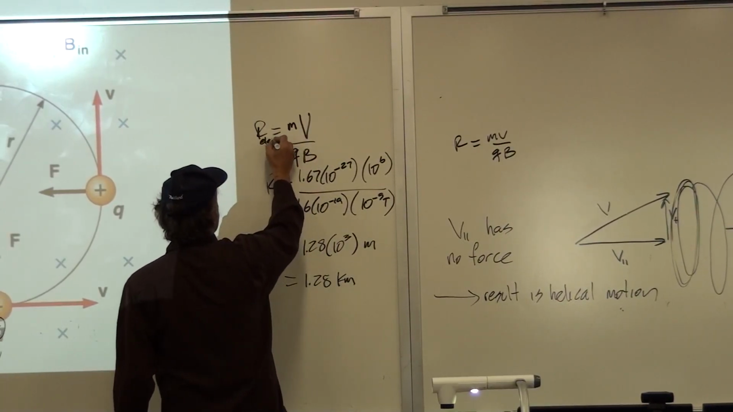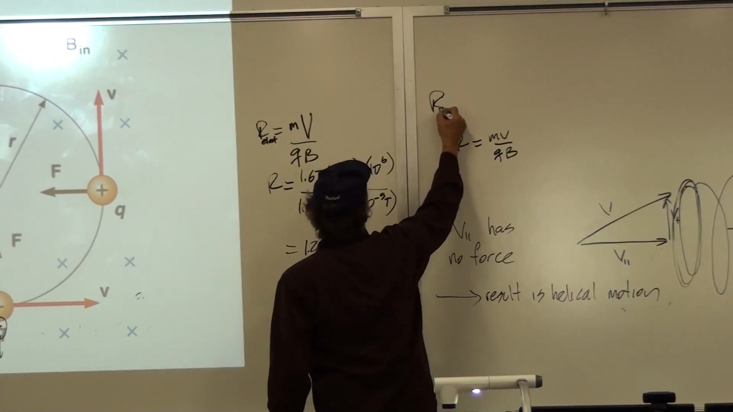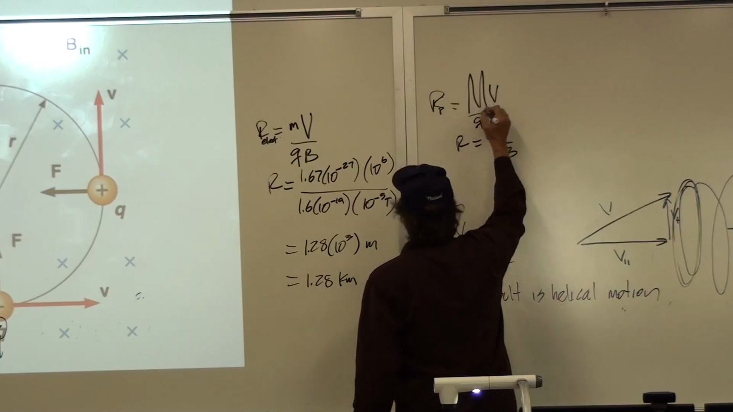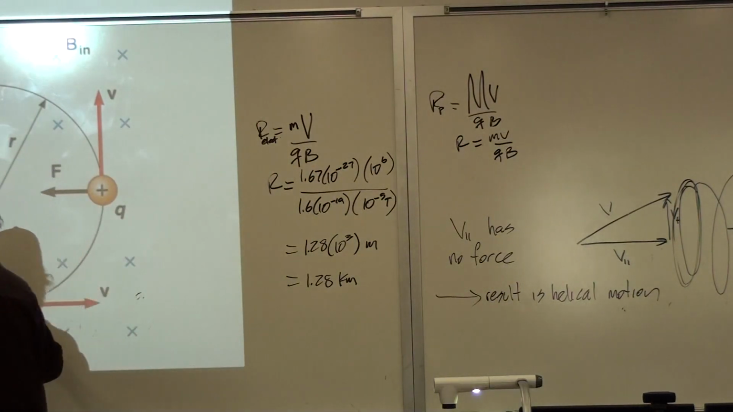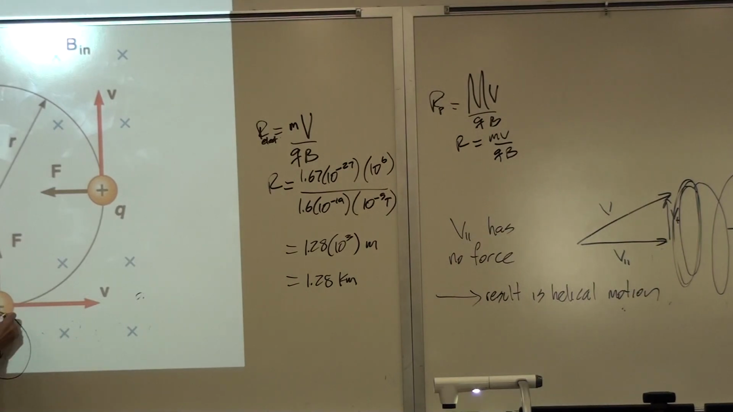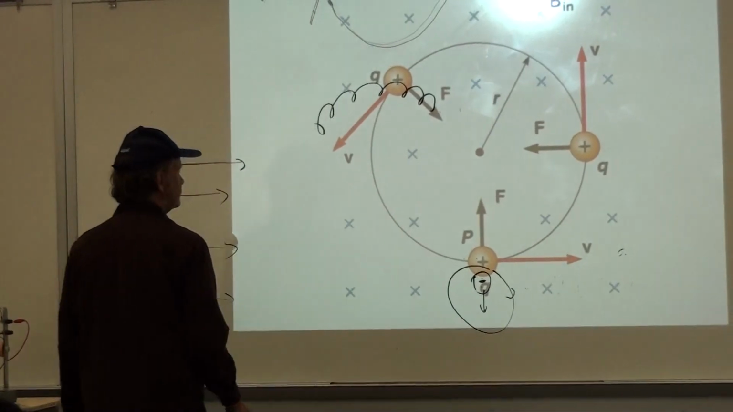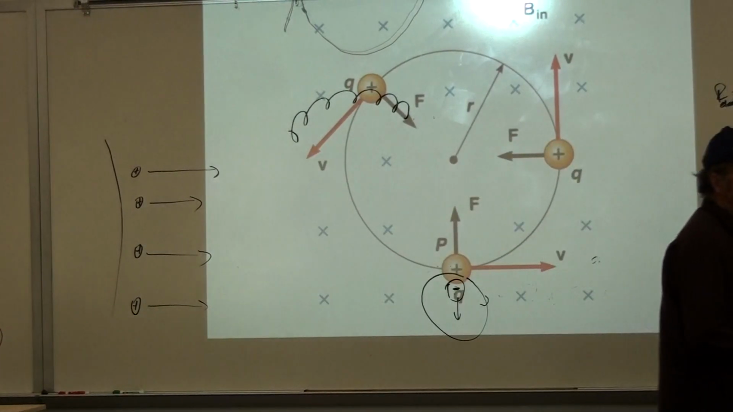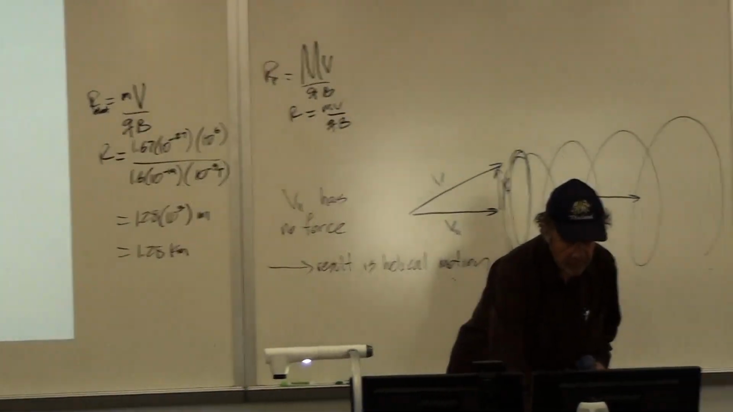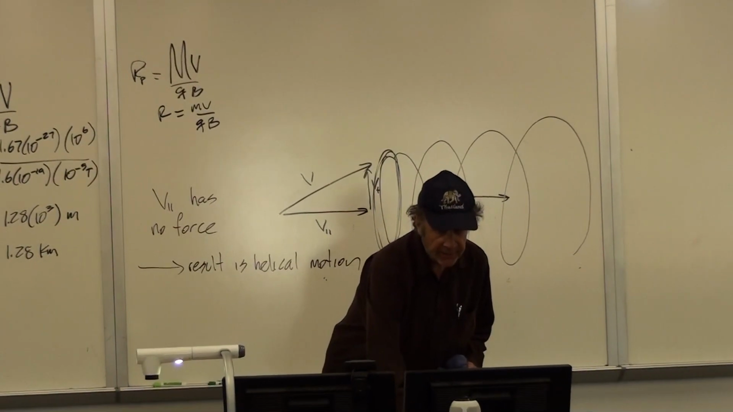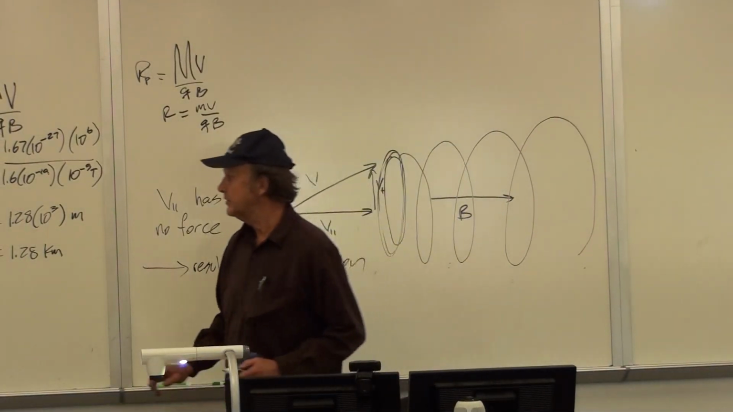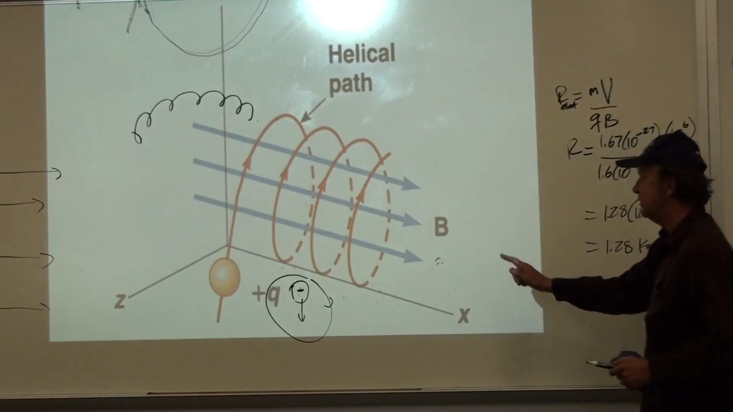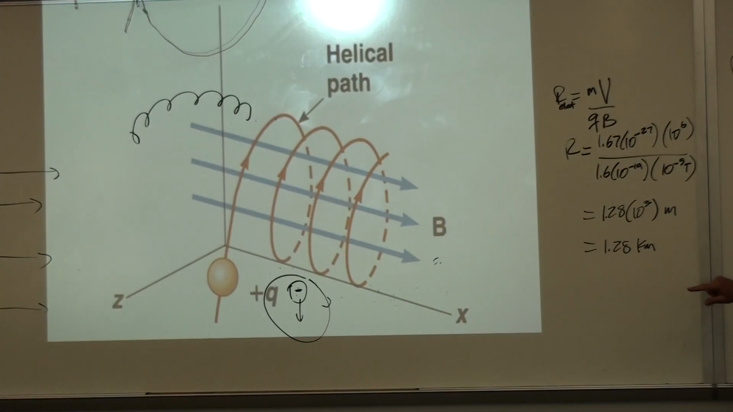This is the electron. This is our proton. mv over qB. We can see that the radius is way bigger for the proton, and so the electron will go around, in this case, in a smaller circle. Okay, and so you can also get electrons moving along these paths, as well as protons. They just go in the opposite direction. And so the electrons would also experience a helical path, but if the protons are going this way, the electrons would be going that way, but with a tighter circle.